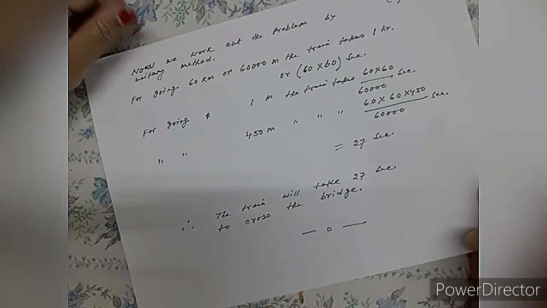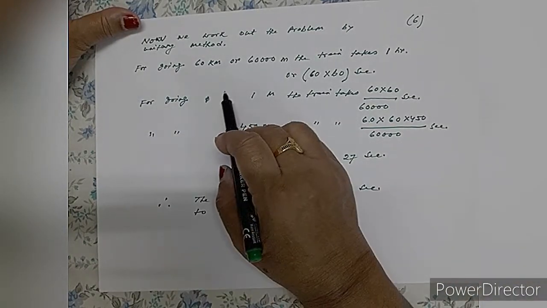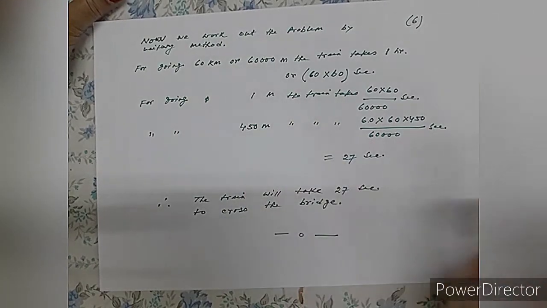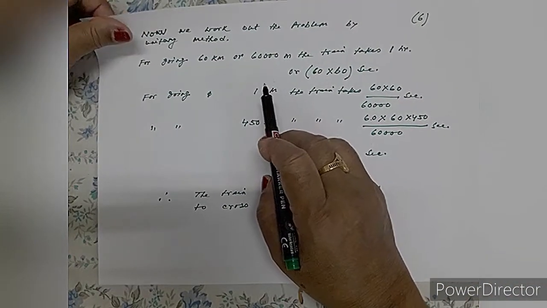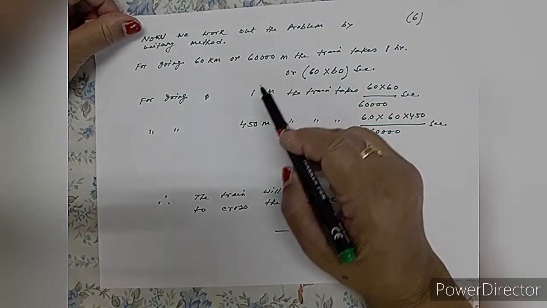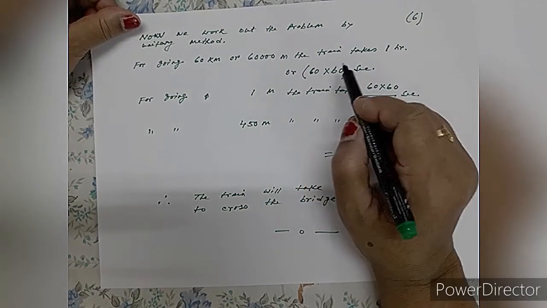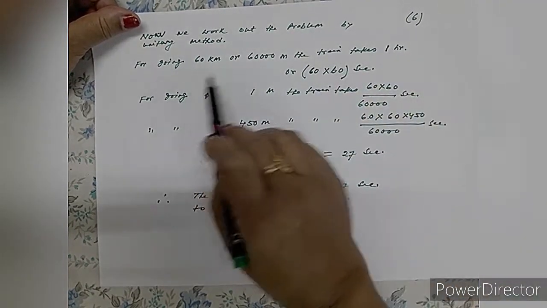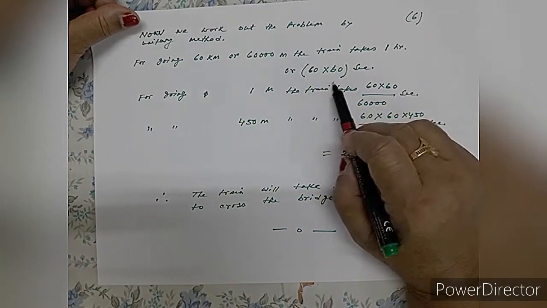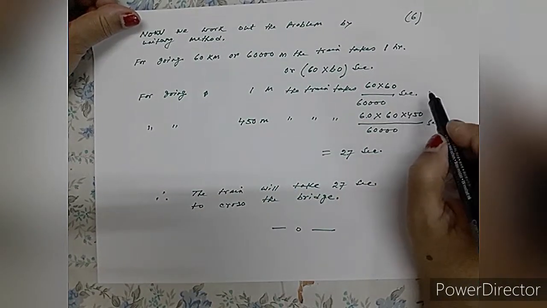So, now we work out the problem by the unitary method. The speed has been given as 60 kilometer per hour. For going 60 kilometer or 60,000 meter, I have converted to meter because the length of the train and the length of the bridge have been given in meter. So, for going 60,000 meter, the train takes 1 hour or 60 into 60 seconds. For going 1 meter, the train takes 60 into 60 by 60,000 seconds.